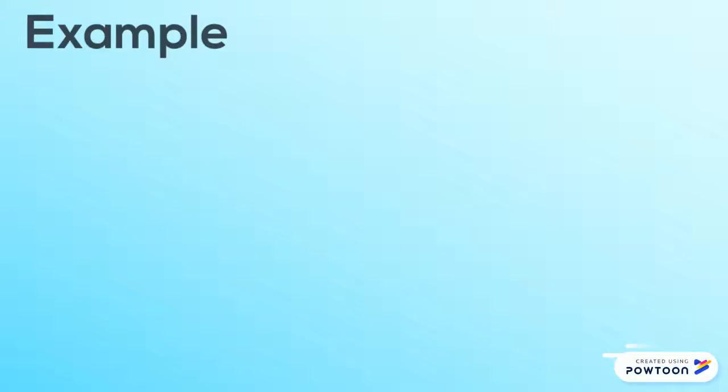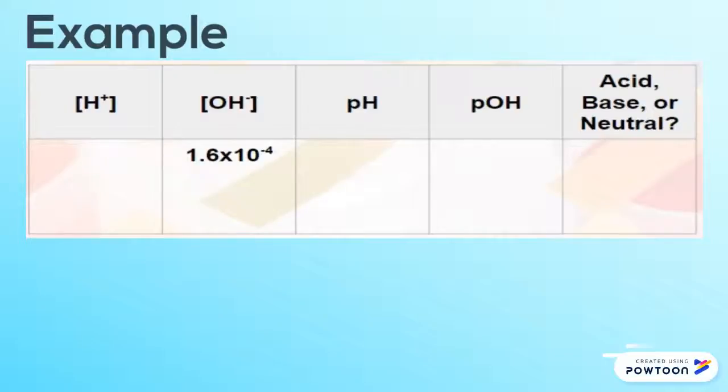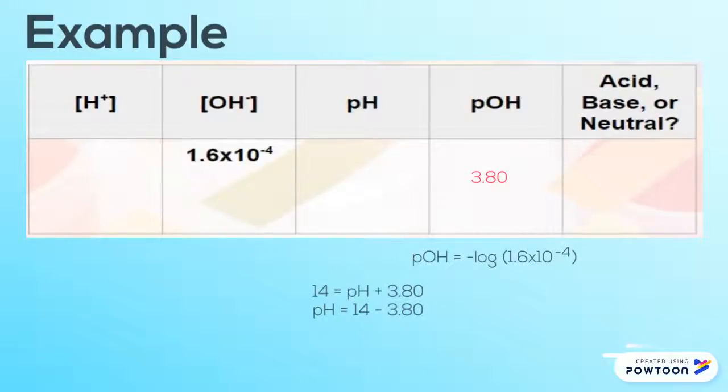For this last example, we are asked to find the 3 remaining values when we are given the concentration of our hydroxide ion. I would first use my pOH equation, taking the negative log of my concentration, to get my value of 3.8. Then I would subtract that from 14 to get my pH. Finally, I would use that pH value of 10.2 and take 10 to the power of negative 10.2 to get my concentration of my hydrogen ion.